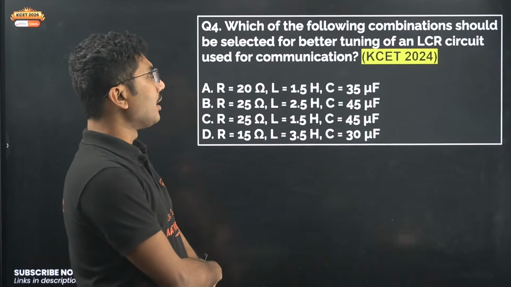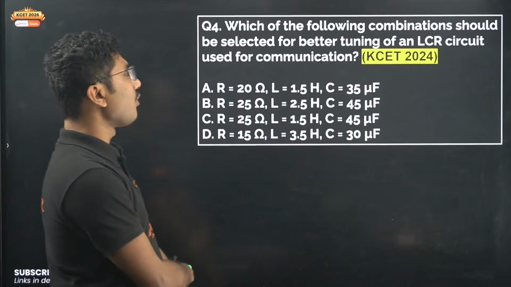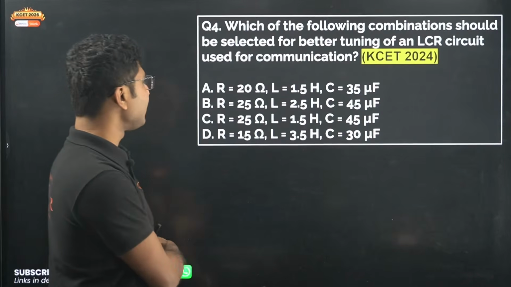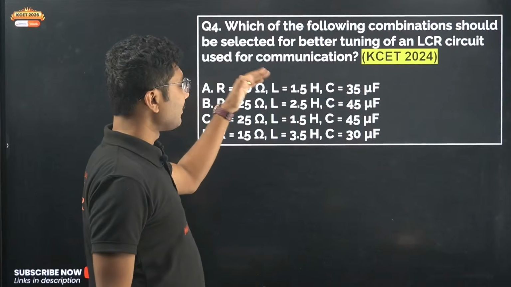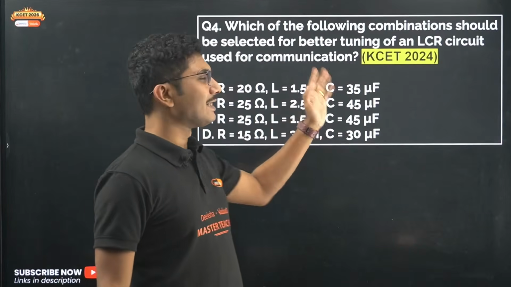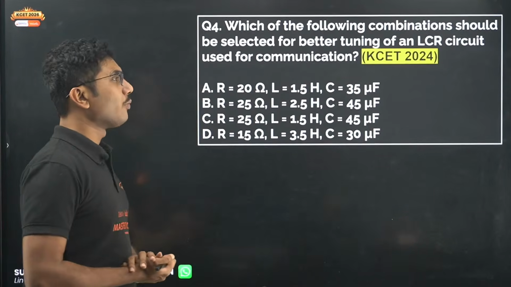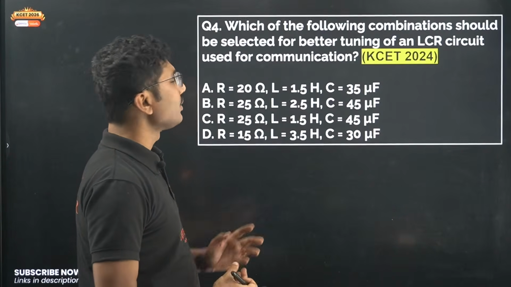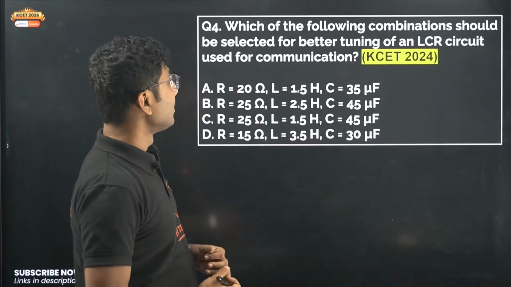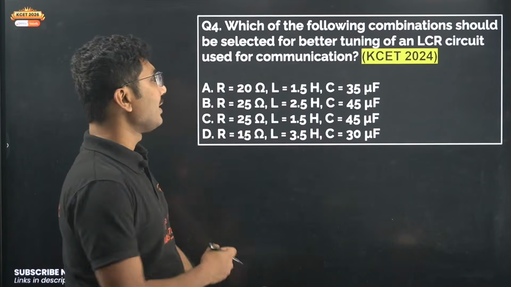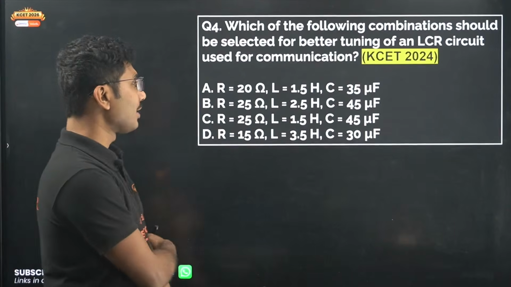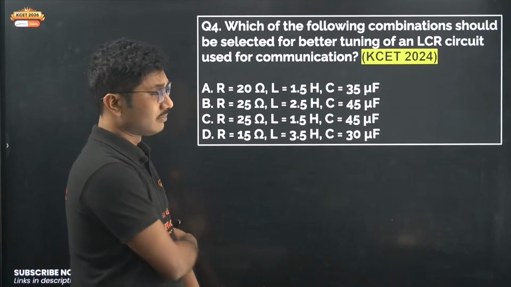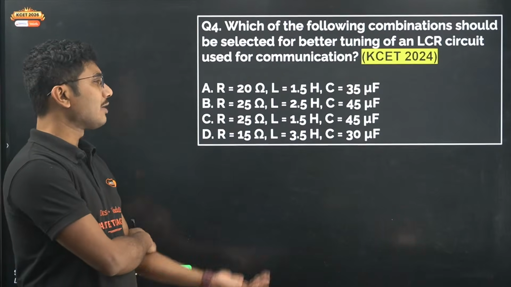Which of the following combinations should be selected for better tuning of an LCR circuit used for communication? As you can see, different resistances are given, different L's are given, and different C's are given. So first of all, what combination should you use for tuning of an LCR circuit? You have to see what is the basic principle of the LCR circuit. There are two ways to determine it.